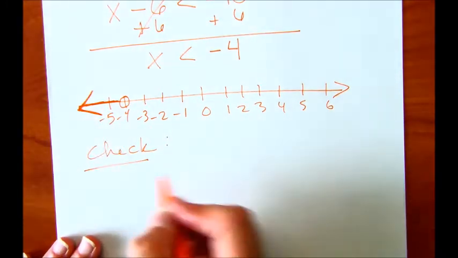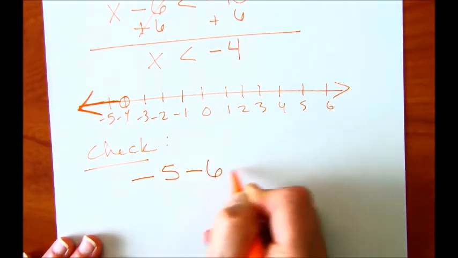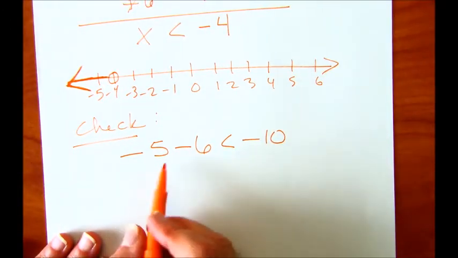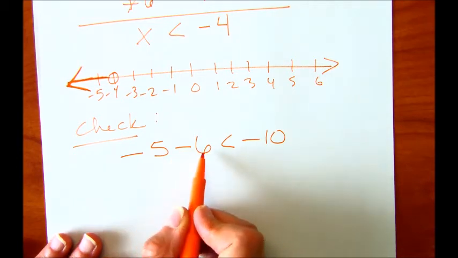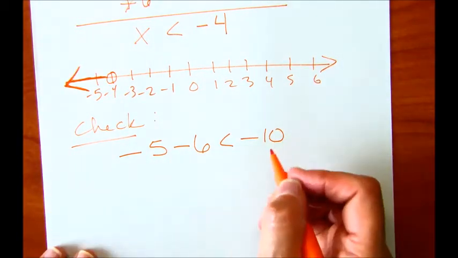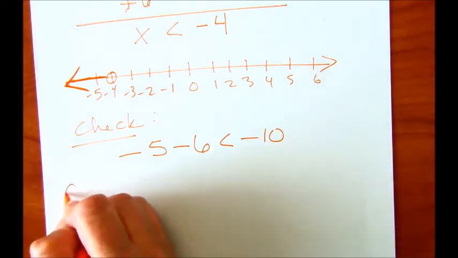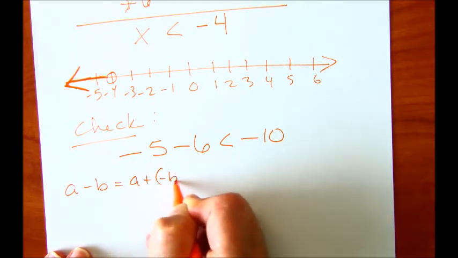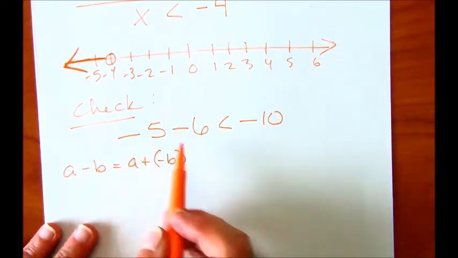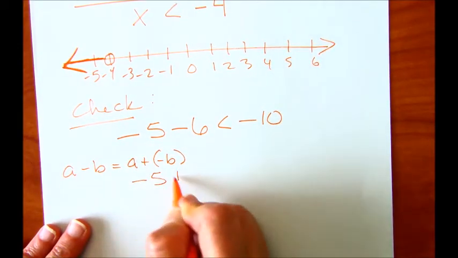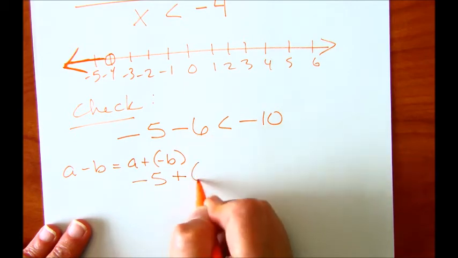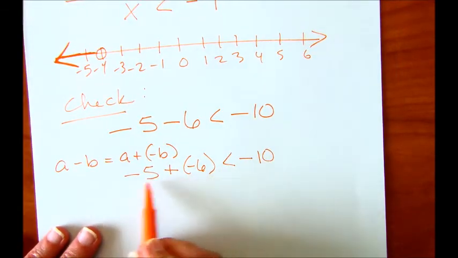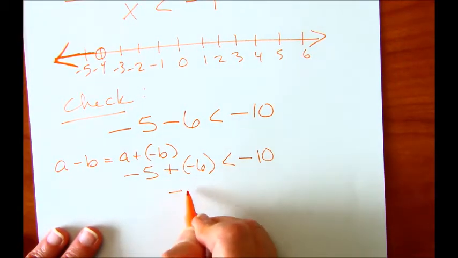Let's say -5. -5 minus 6, is that less than -10? Well, you can change a subtraction to an addition by following the additive inverse, and that's basically a minus b is the same thing as a plus the opposite of b. So I'm going to keep the -5, add, and this was a +6, so -6 is the opposite. Now we're adding 2 negatives, and so that's going to be -11.